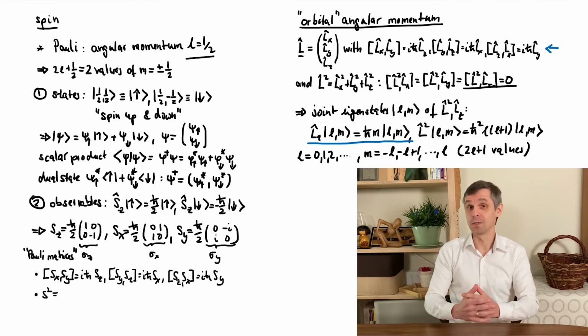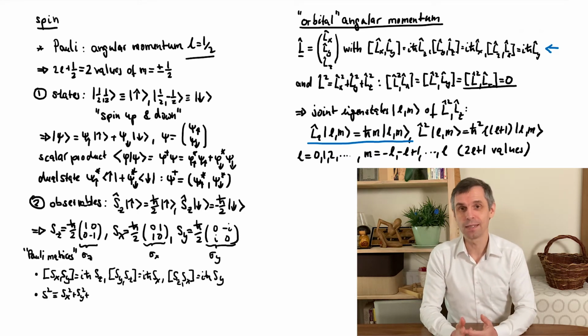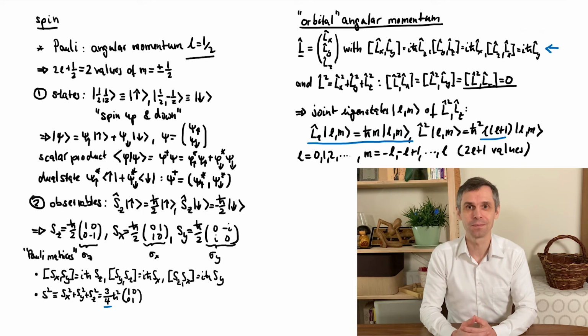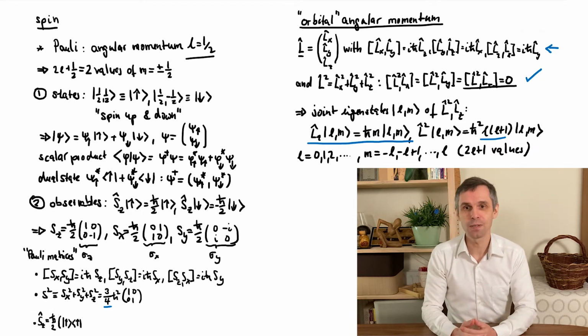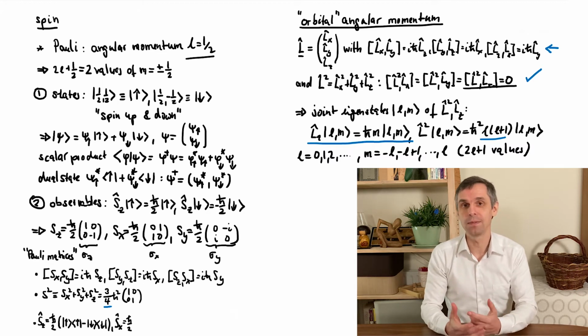Also, the operator for the total spin just works out fine. 3 over 4 is just 1/2 times 3/2, so L times L plus 1 for L equal to 1/2. You can also translate these operators into Dirac notation, even though this is now a case where working with the matrices is typically much simpler.